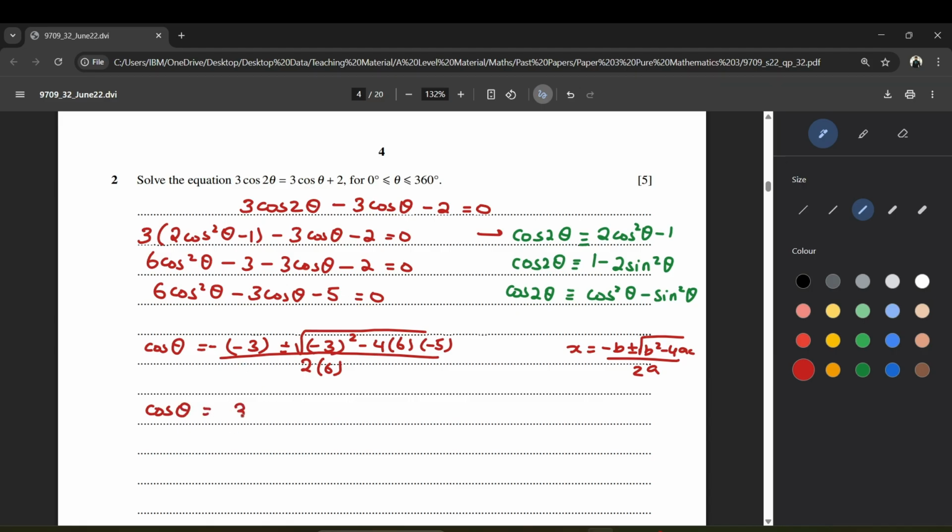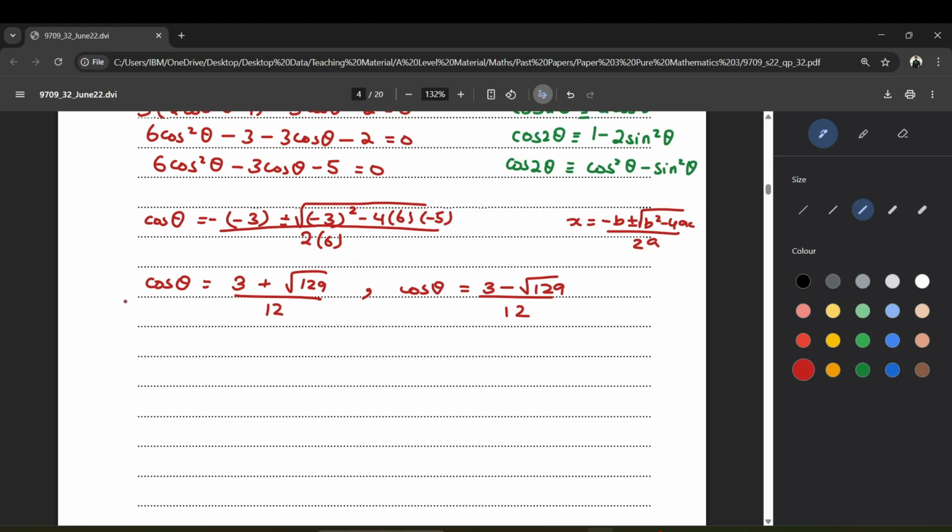So this becomes 3, then we have 3 plus. Now if I work out the root of this, that will be the square root of minus 3 squared, that is 9, and minus 4 times minus 5, that is positive 20. So positive 20 times 6. So here we would get cos theta equals 3 plus square root of 129 divided by 12. The second equation would be cos theta equals 3 minus square root of 129 over 12.